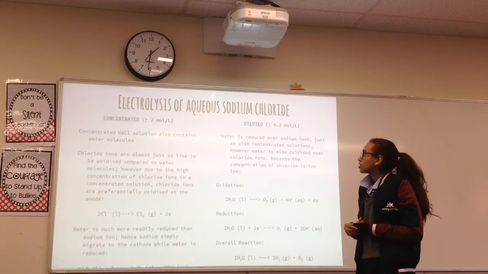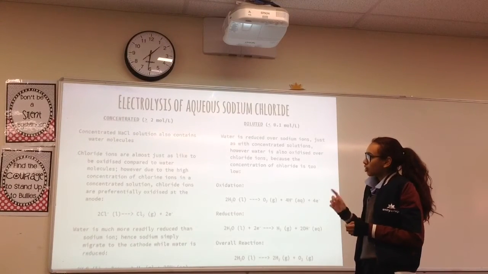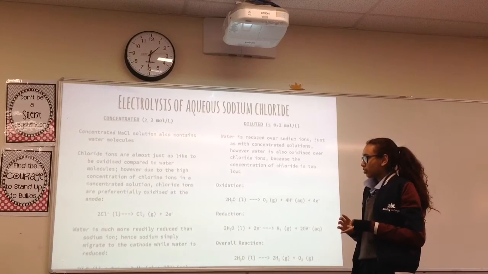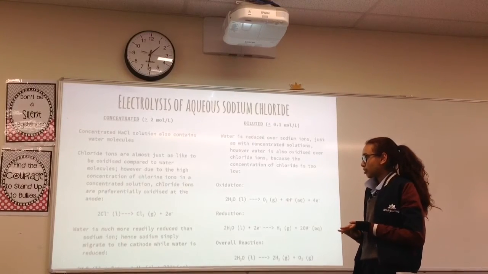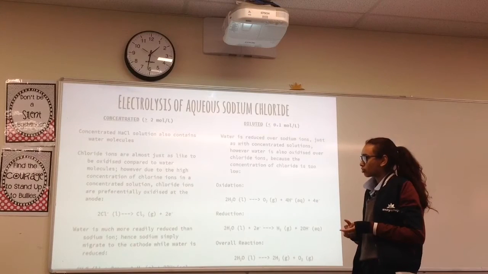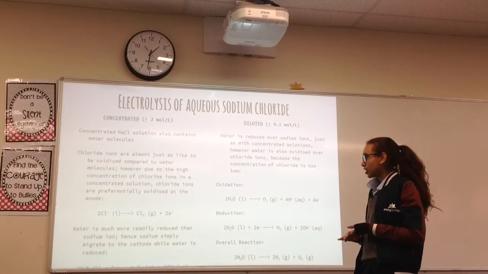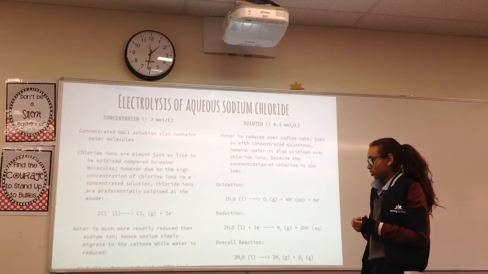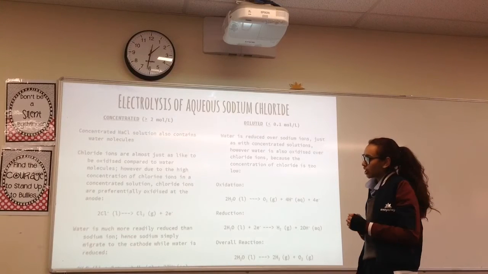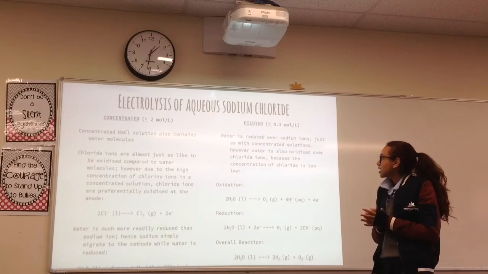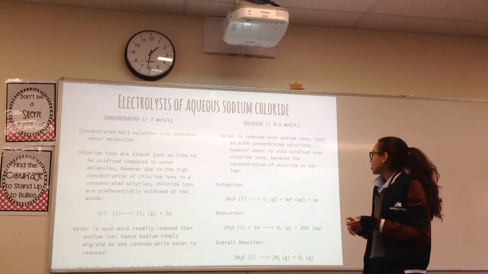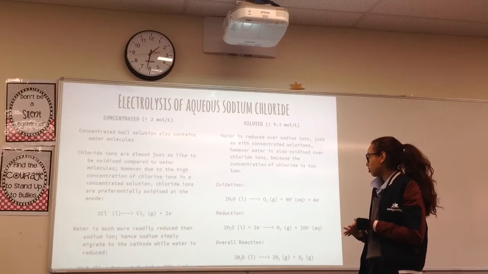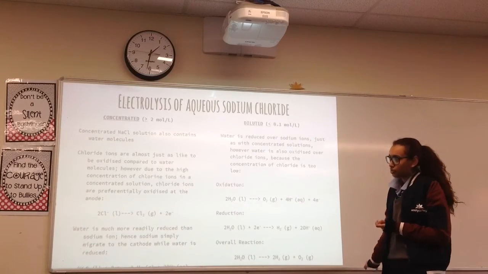Then for the electrolysis of aqueous sodium chloride, in concentrated solution, the solution will also contain water molecules, and in this, chloride ions are just as likely to be oxidized compared to water molecules. However, due to the high concentration of chloride ions in a concentrated solution, chloride ions are preferentially oxidized at the anode, and then water is more readily reduced than the sodium ion, hence sodium simply migrates to the cathode while water is reduced. In a dilute sample, water is reduced over sodium ions. However, it is also oxidized over chloride ions because of the low concentration of chloride. And these are the equations for it.